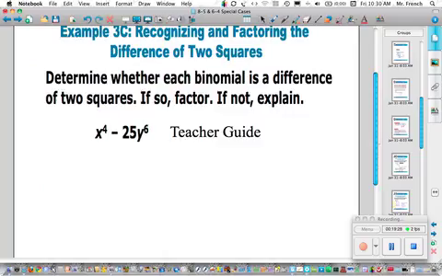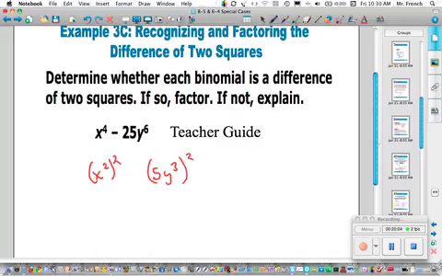All right, so looking at this first one, what is the perfect square of x to the fourth? X to the what? Second. Okay, so I'm going to put x to the second, and I'm going to put parentheses around that, because I know that x to the second squared is x to the fourth. Okay, and on the next one, what is the perfect square of 25y to the sixth? 25y cubed. Almost. 5y cubed. Okay, so we're going to go with this, and it's going to be squared.